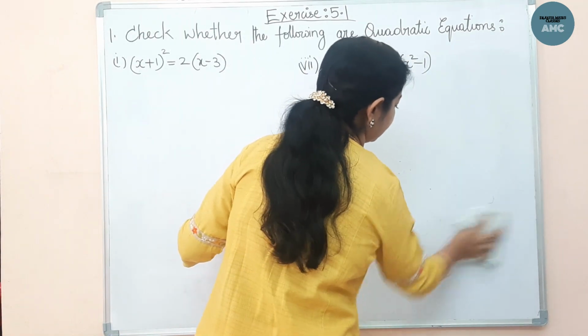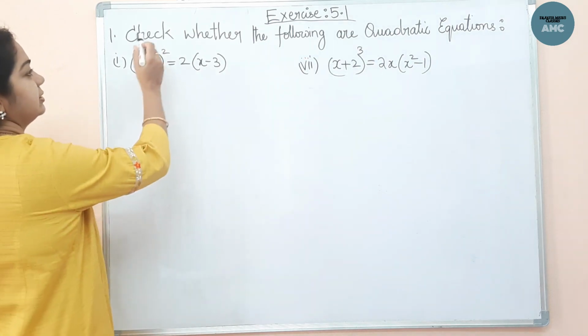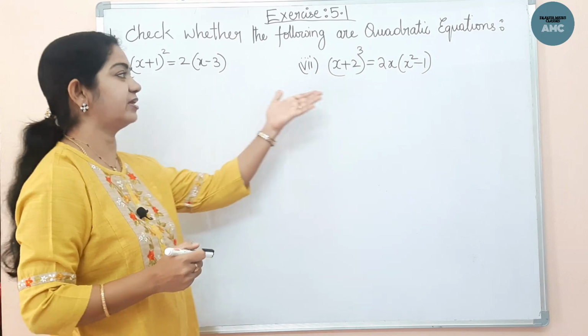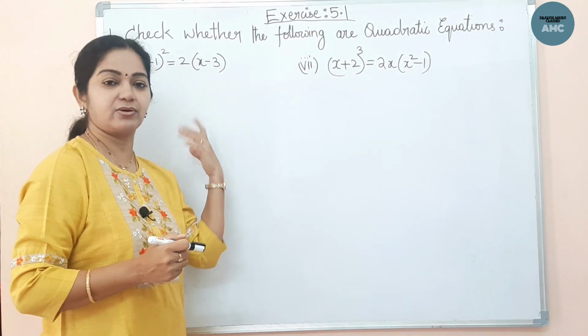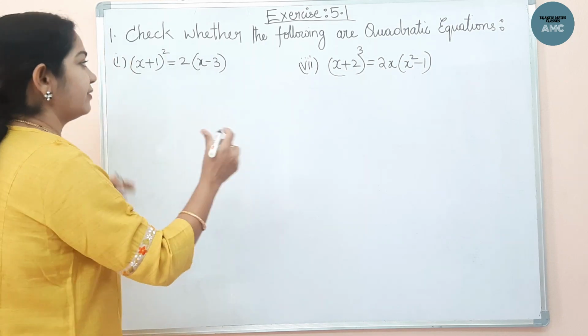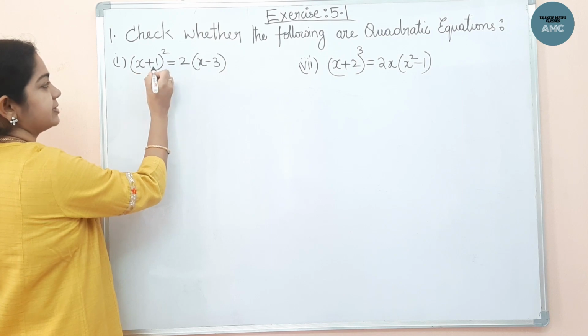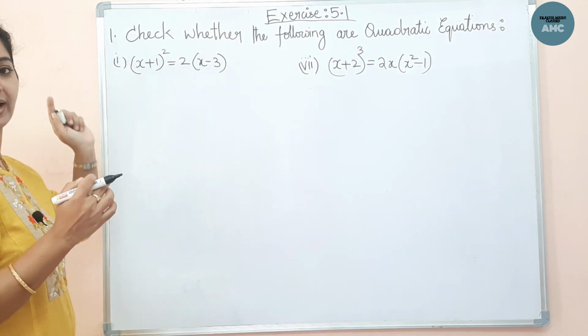Now let's proceed to the exercise, that is the first problem, check whether the following are quadratic equations. Just check them whether they are quadratic. By simply seeing them, we cannot judge whether they are quadratic equations or not. So we have to simplify them. Now here, if you see the left hand side, x plus 1 whole square, we have to expand it by the a plus b whole square identity.